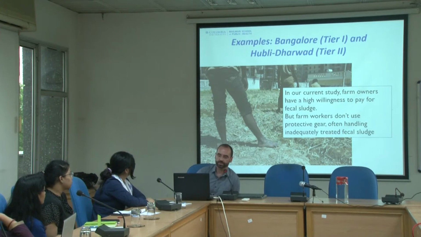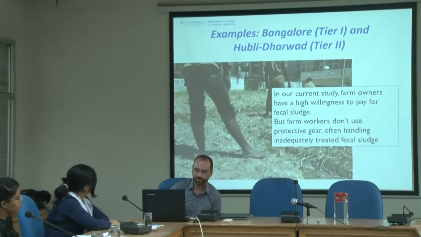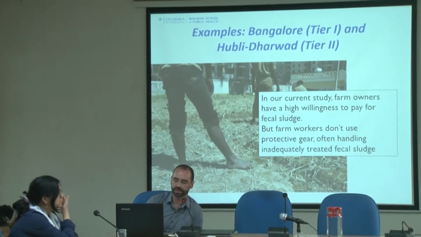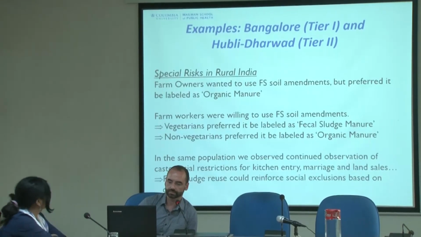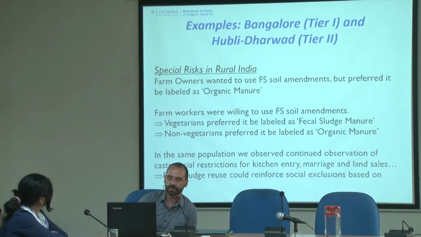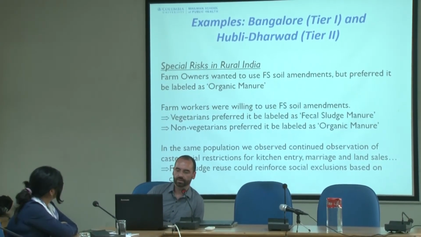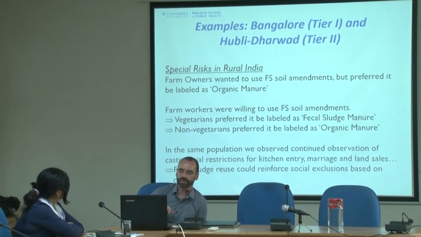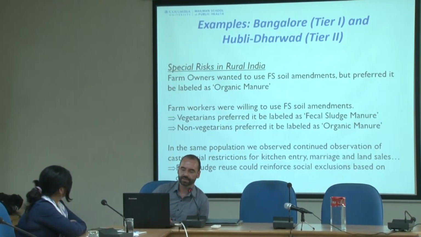So as I mentioned earlier, in the study that was already completed, farm owners have a high willingness to pay for fecal sludge, and farm workers don't use protective gear, often handling inadequately treated fecal sludge, as you can see here. In addition, we've already found from analyzing the data that one of the attributes that we included in that willingness to pay study is preferences for labeling.